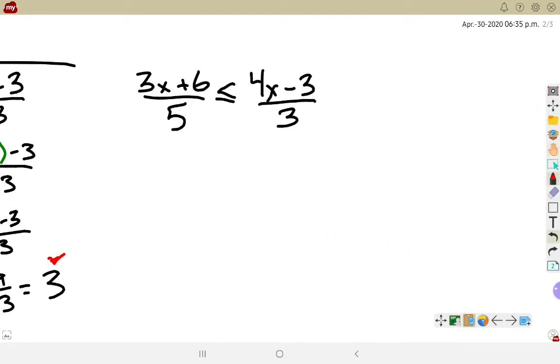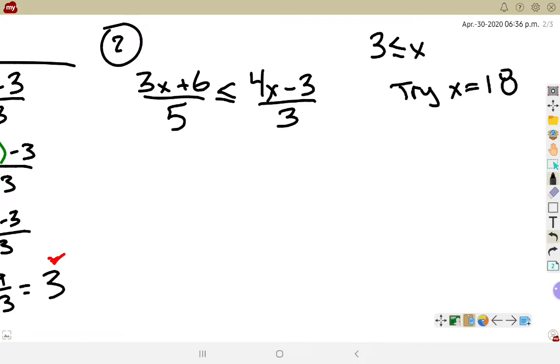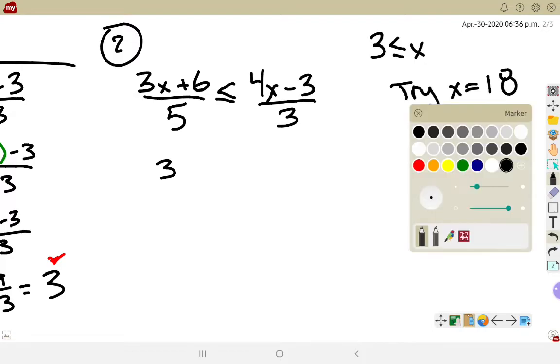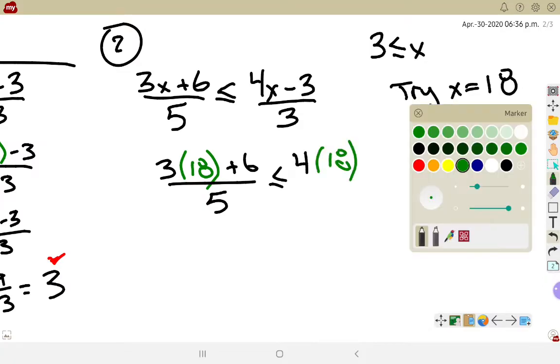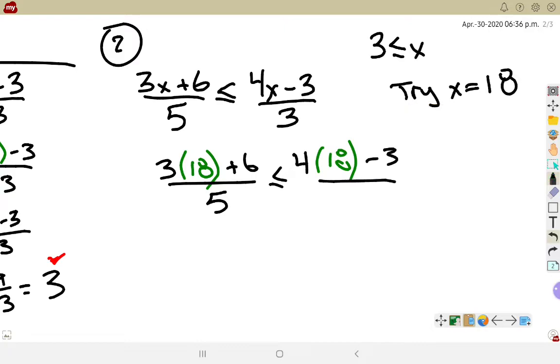The last thing we need to check is we made a statement that said that 3 should be less than or equal to x, which means x has to be bigger than 3. I'm just going to try something random. Let's say x is 18. So instead of x, every time there's an x, I'm going to fill in 18, and we'll see if this inequality is still true. And on the other side, 4 times, put in that 18. And we'll see how I did. Maybe my numbers were no good, I don't know.